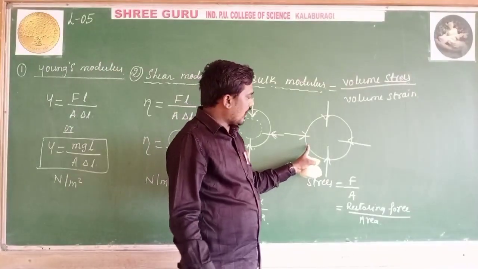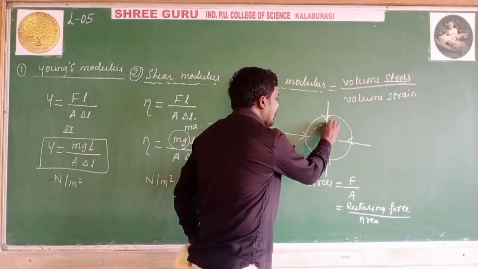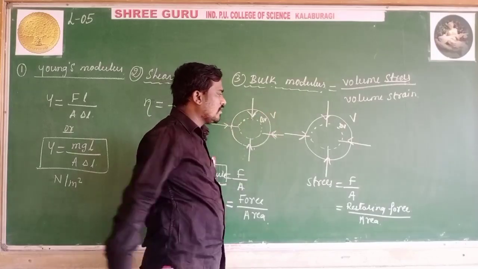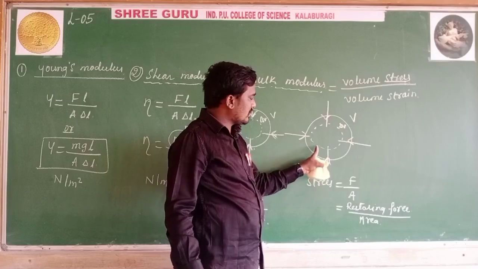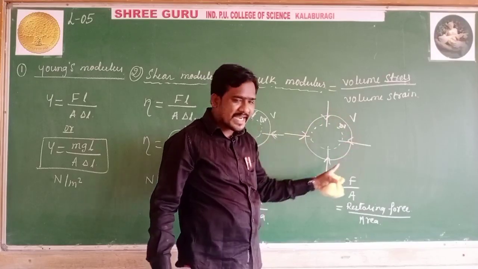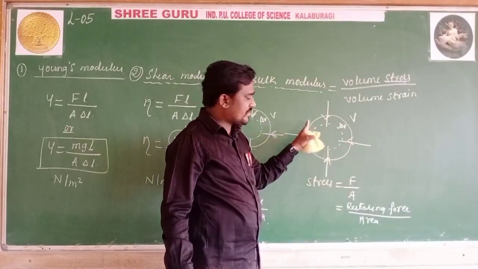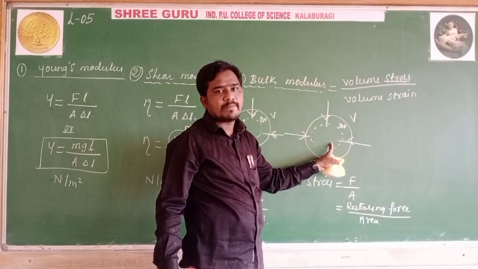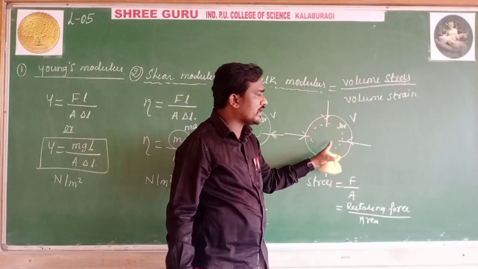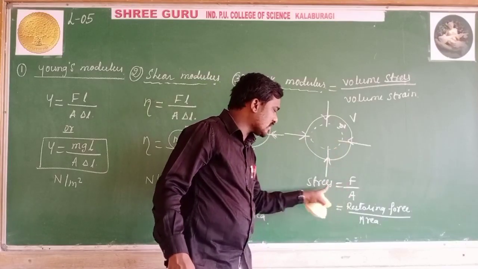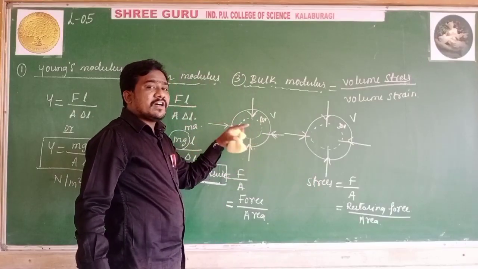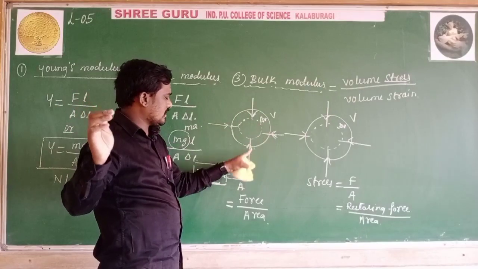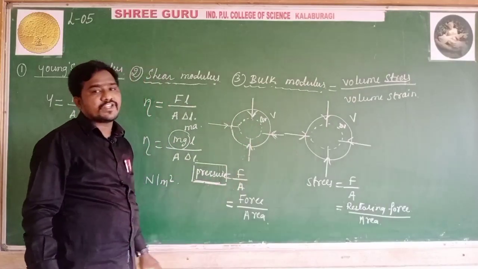After removal of the deforming force, the material which regains its original shape, this is the initial volume, this is the change in volume. After removal of this deforming force, the material which comes back to its original shape, size, or configuration, that type of force developed in these materials is called the restoring force. If a deforming force is applied on a material, that force acting per unit area is called stress. If the deforming force is removed and the material does not come back to its original state, shape, or size, that type of force acting per unit area is called pressure.